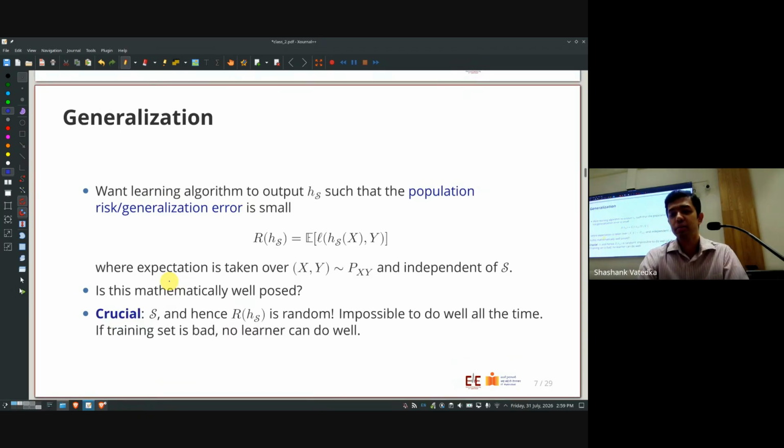Your training set is random, and therefore, for whatever predictor you design, your predictor itself is a random function, keep in mind, because it depends on the random training set. So essentially, if your training set is bad, then even the best learner can't do well. So it's not possible to do well all the time. We have to be careful in what we mean that a learning algorithm achieves a small population risk or a generalization error. It's impossible for any learning algorithm to achieve a small generalization error all the time.